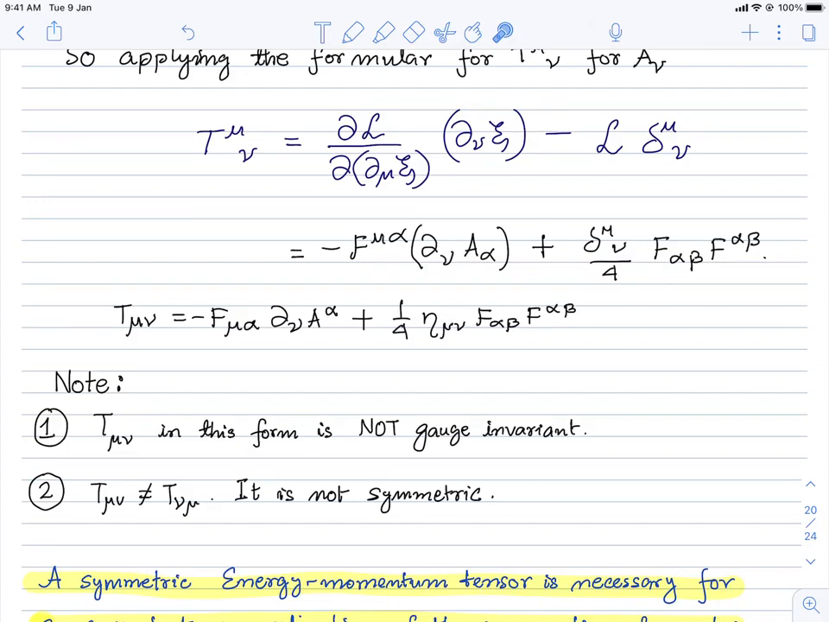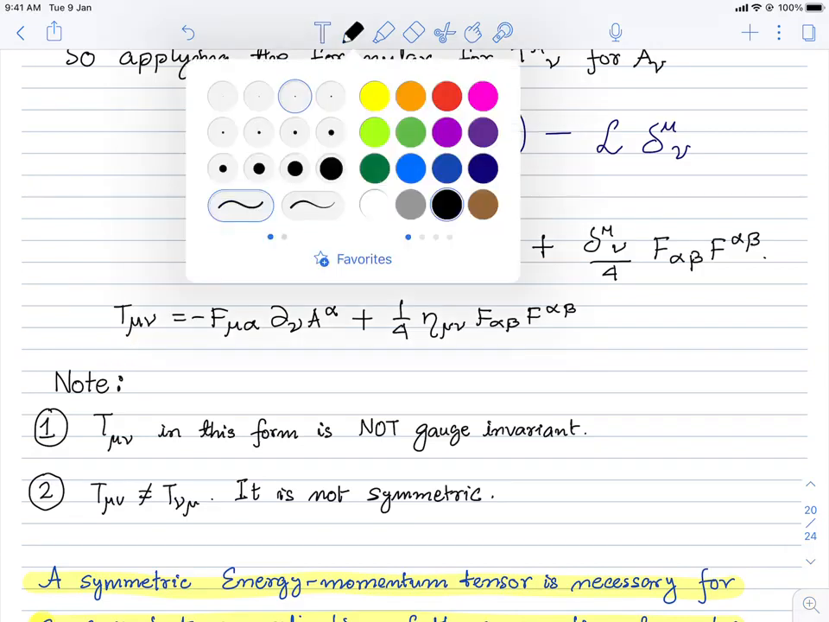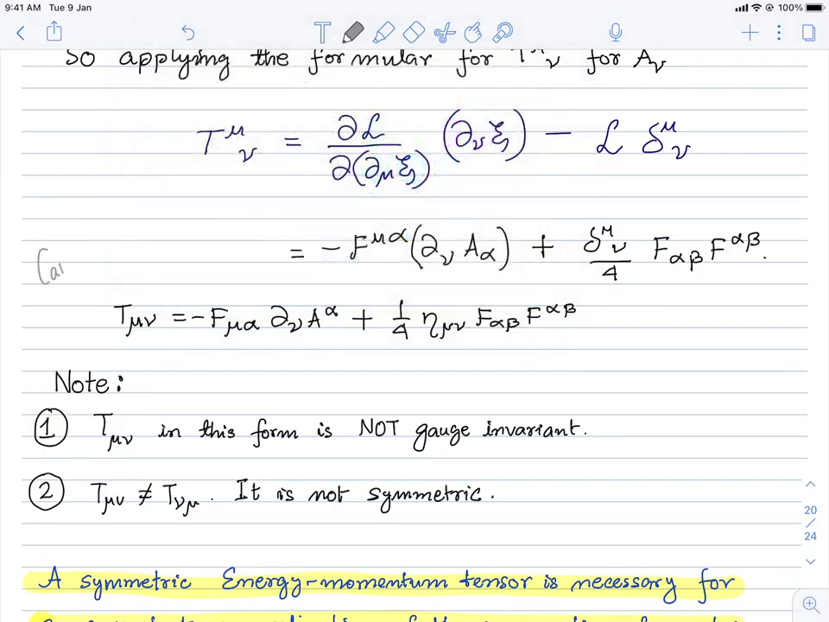This seems to be the energy momentum tensor, but there's an immediate problem with it. I have claimed that the energy momentum tensor is a very physical quantity. It relates to energy, momentum, energy current, momentum current, etc. But you see, this object is the canonical form, because I am using Noether's procedure and this formula. So this is the canonical energy momentum tensor.